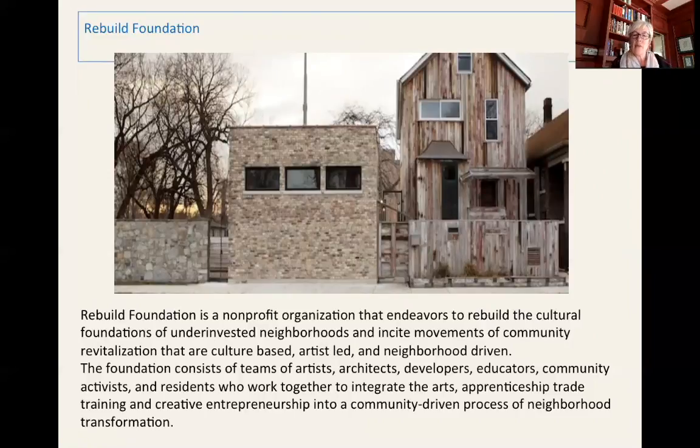And also, if done properly, as gentrification comes along, everybody's at the table together, and you don't get that inequity that everyone sees coming in with gentrification. So that's another thing that makes this very powerful. His foundation consists of artists, architects, developers, educators, community activists, and residents. And they all work together to integrate the arts, apprenticeship, trade training, creative entrepreneurship into a community-driven process of neighborhood transformation. But it started with one thing.